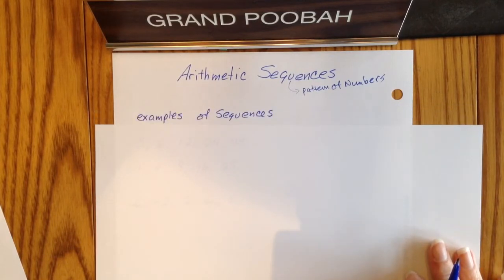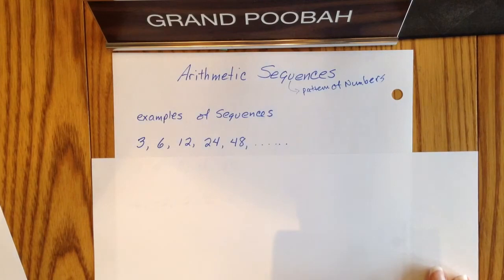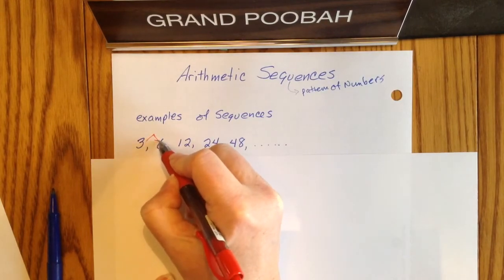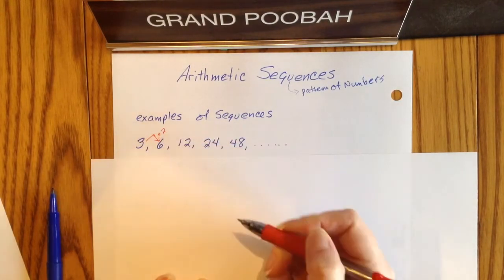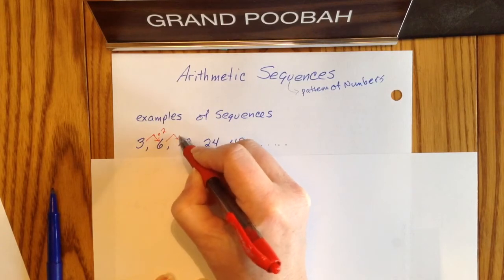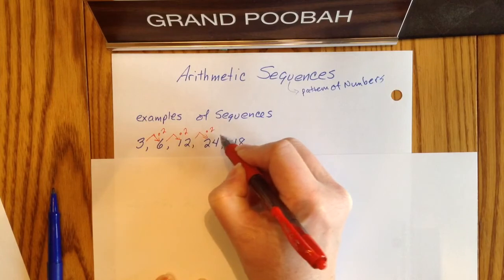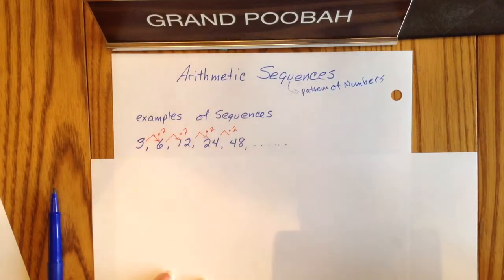Oh, look at that. She hasn't prepared. All right, here's an example. All right. 3, 6, 12, 24, 48. Ooh, yes, you're very smart. You've seen the pattern. To get from 3 to 6, we multiplied by 2. To get from 6 to 12, we multiplied by 2. And so on, and so on. Yes, you're very smart. Congratulations.